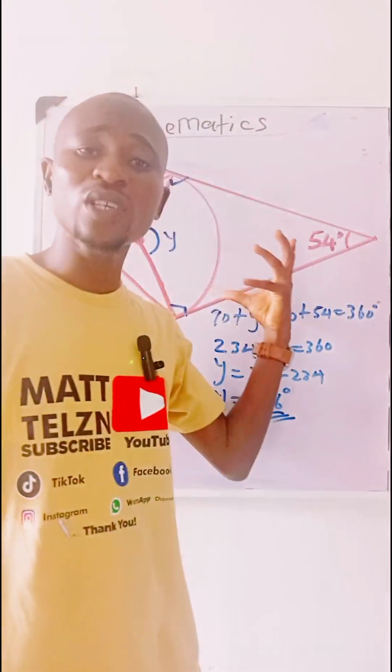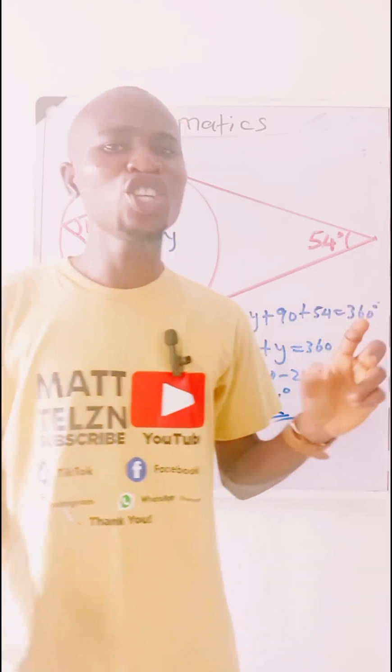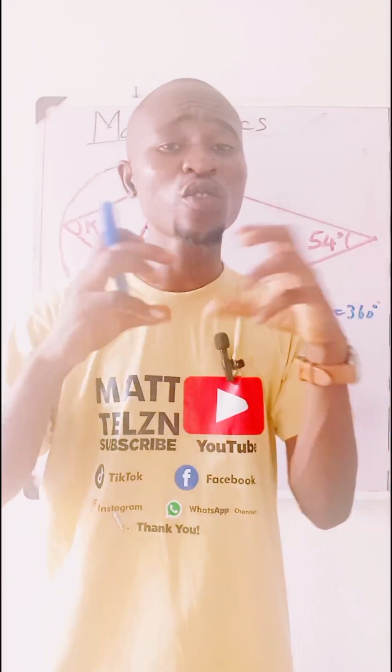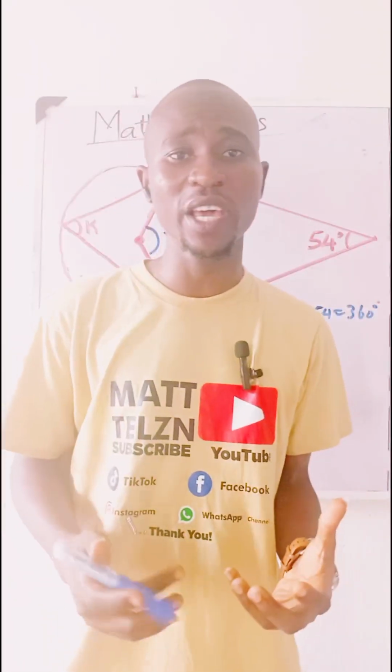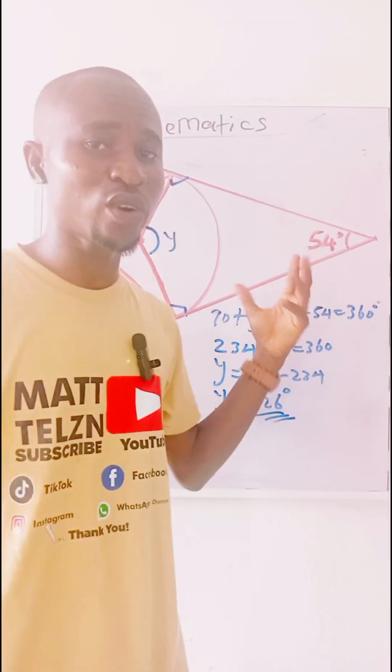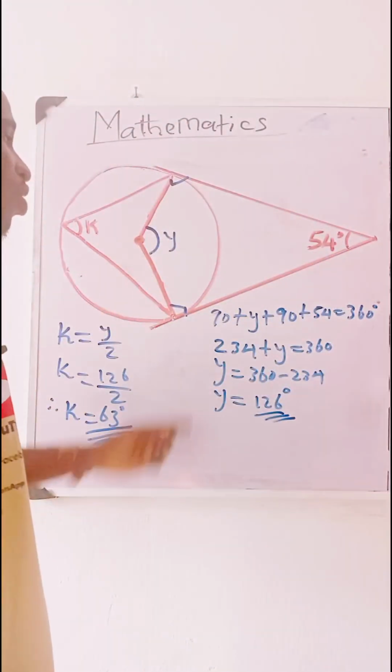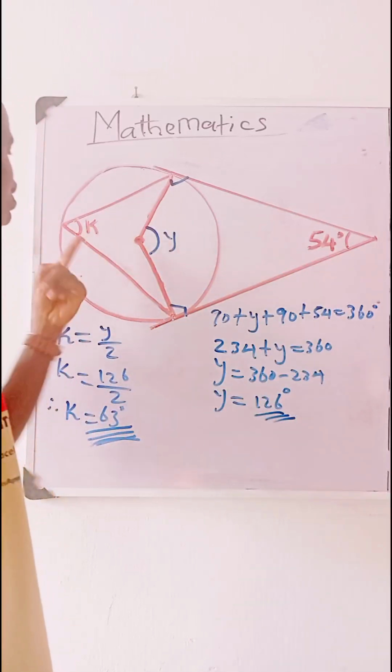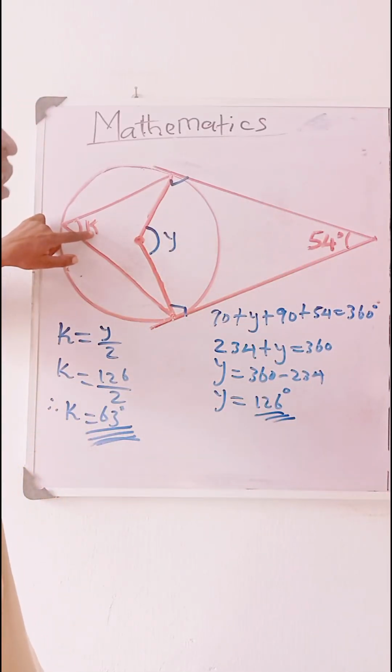Okay, when you see a question on circle geometry, you will need a combination of a lot of principles or rules before you can solve the angles you're asked to do. So you see, in this question we need to solve for y before we're able to solve for K.